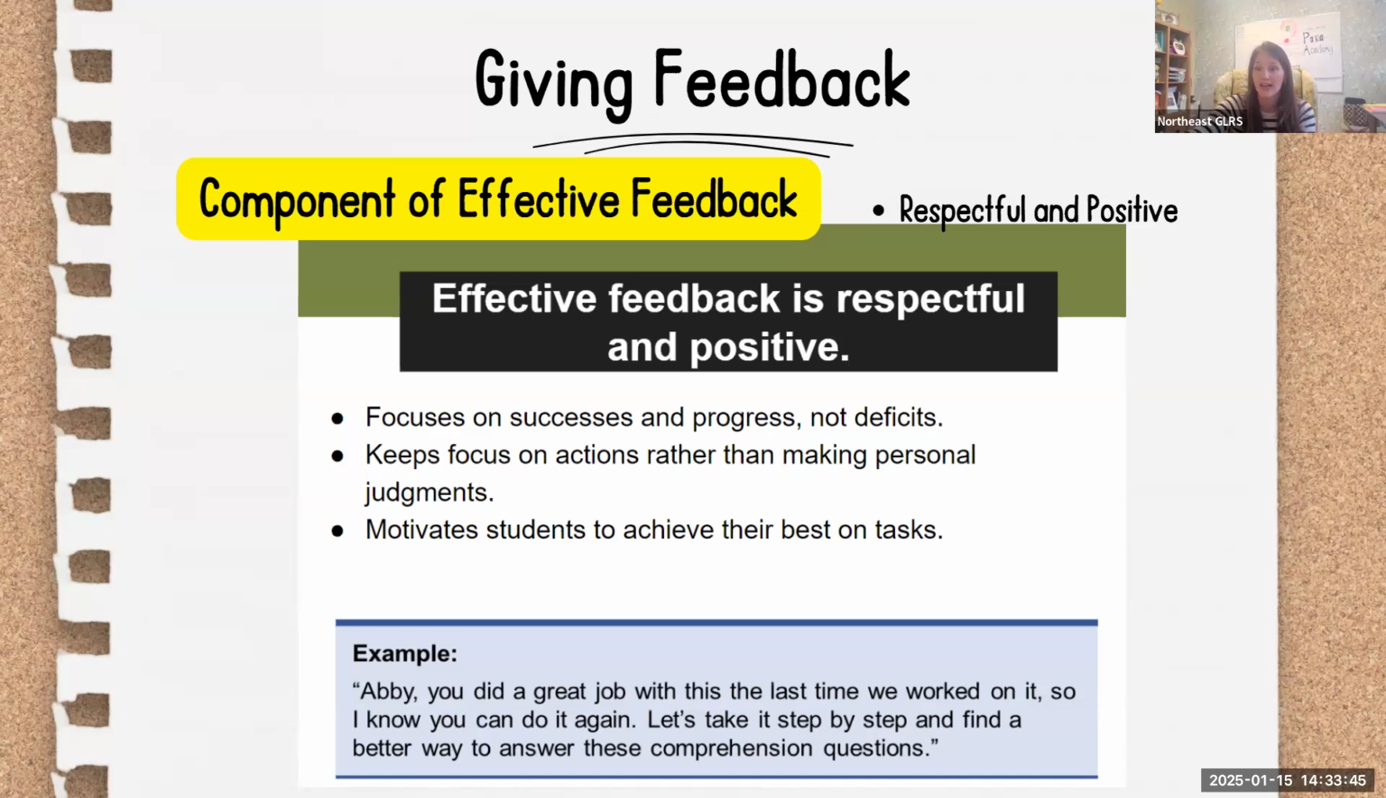So here's the example that I have for you today. Abby, you did a great job with this the last time we worked on it. So I know you can do it again. Let's take it step by step and find a better way to answer these comprehension questions. Sometimes our students may not feel like doing that work that they were assigned. We know that they have the ability. Sometimes that can be frustrating for us, but making sure that we're giving them immediate and effective feedback in a respectful and positive way can do a lot to help with motivation.